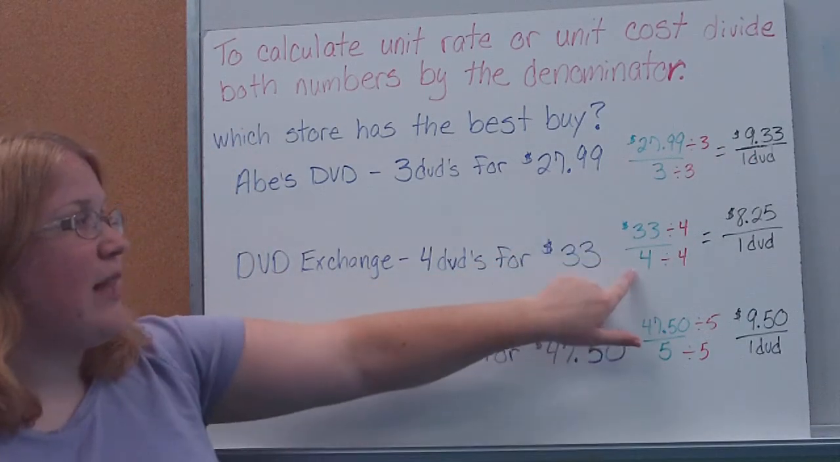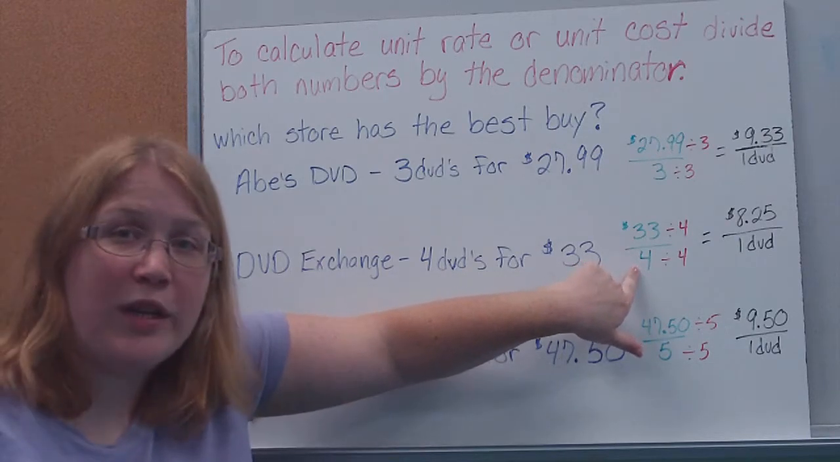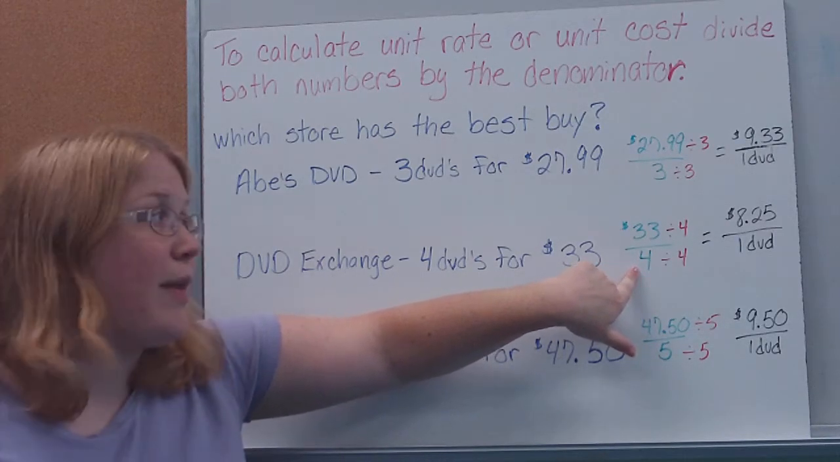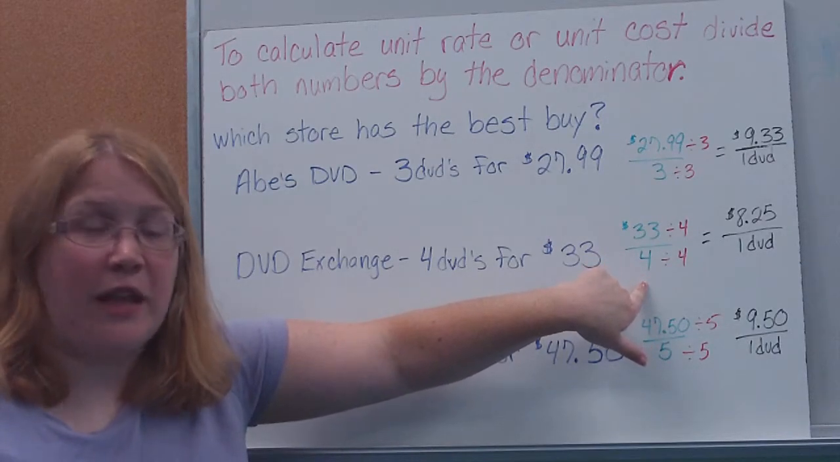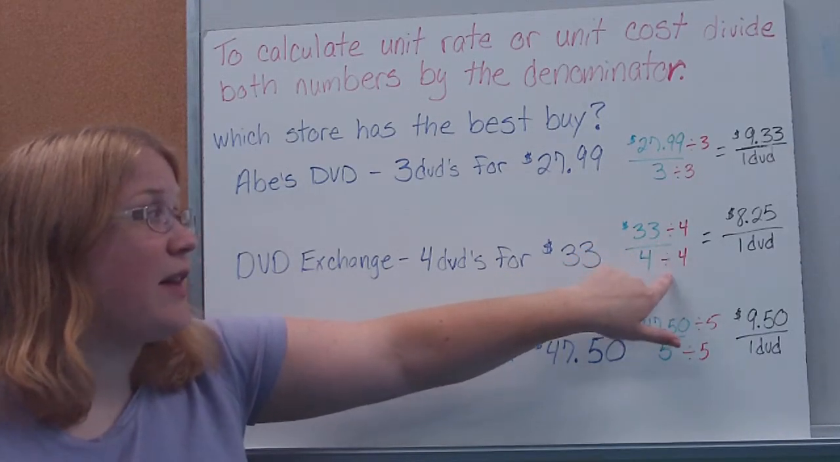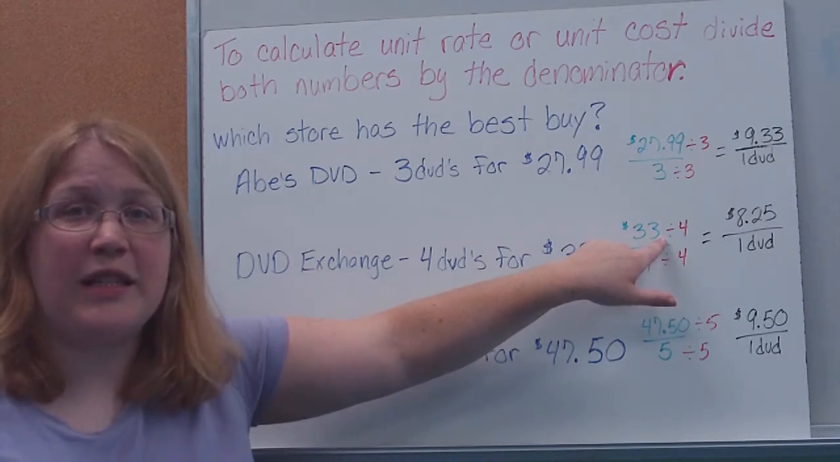So over here, we're going to do the same thing, except my bottom number was 4 DVDs. So to make 4 into 1, I'm going to divide it by itself, because anything divided by itself is 1. So then, since I divide the bottom by 4, I need to do the same thing to the top.